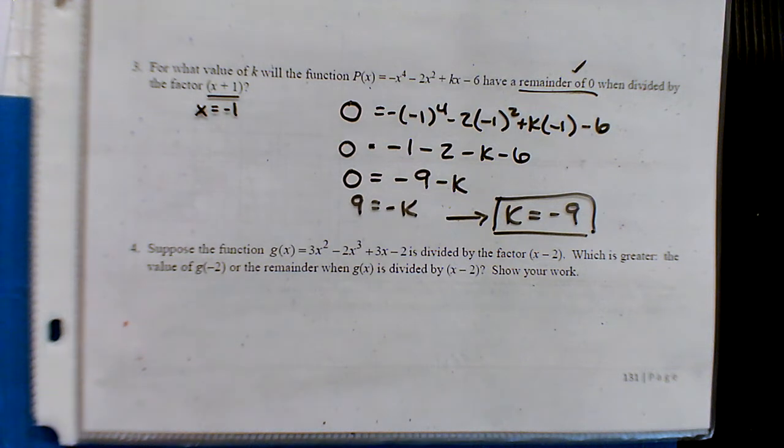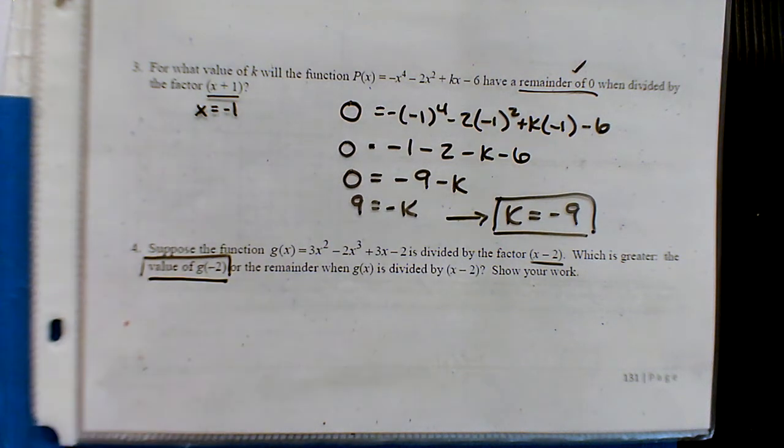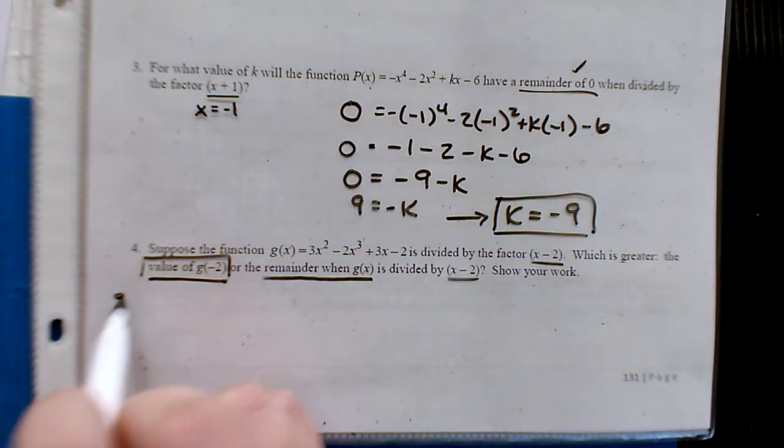Okay? All right, let's take a look at number 4. Suppose that function g of x, a polynomial, we have x's to powers, is divided by x minus 1. Or sorry, x minus 2. Which is greater? So we kind of have to figure out two things here and then compare them. We're going to first try to figure out the value of g of negative 2, and then we're going to try to figure out the remainder if we were to divide g by the x minus 2 divisor. So we got to figure out two things. Let's go ahead and tackle the first one.